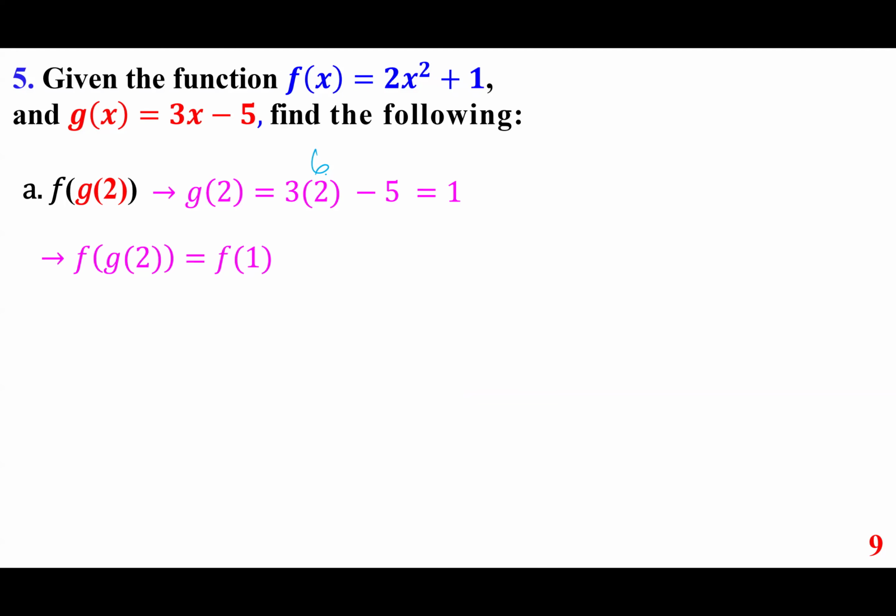And so now we are going to put the 1 in here. And this is, of course, 2 times 1 squared, which is 2, plus 1 becomes 3. So that's how you find a composite function.